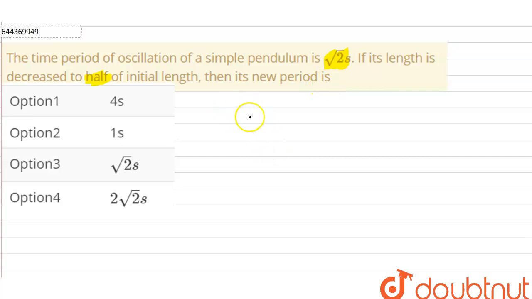Now, the time period of oscillation of a simple pendulum is given as T equals 2 pi under root of L upon g, which is given to us as initially under root 2 seconds. So let us suppose this is our equation number 1. Now the length becomes half of the original length.